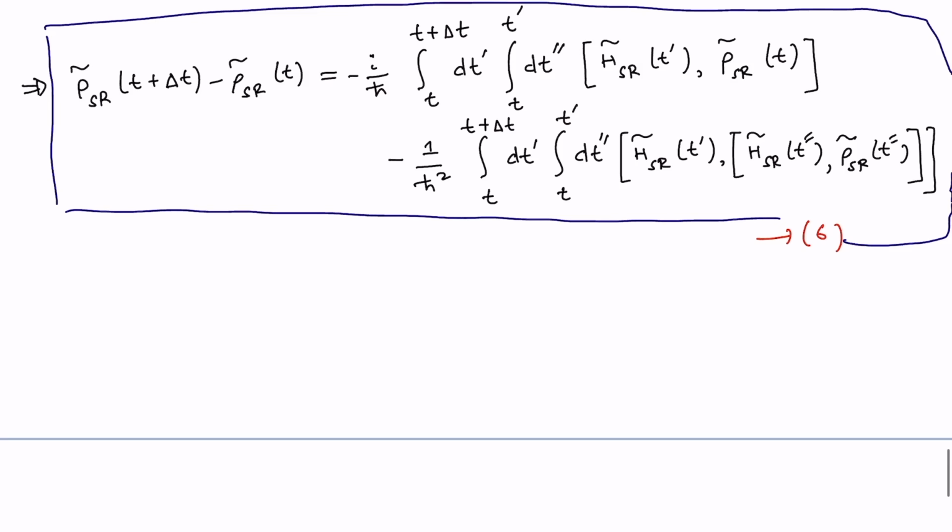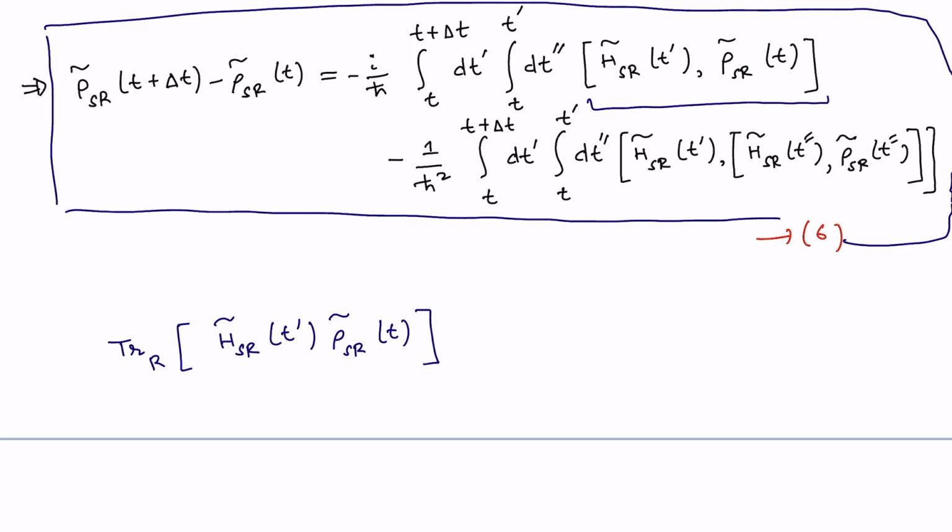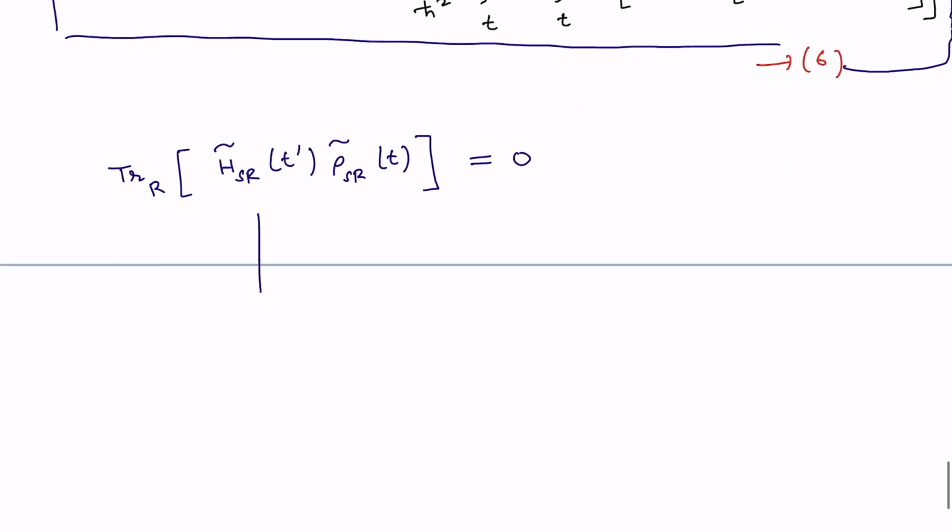However, before we do that, we are going to make an assumption about the trace over the reservoir of this commutation expression, h tilde SR at t dash. If you open up this commutation relation, you will have a product of h tilde SR and rho tilde SR at time t, and we are going to assume that this is equal to 0. The reason behind this assumption is as follows.